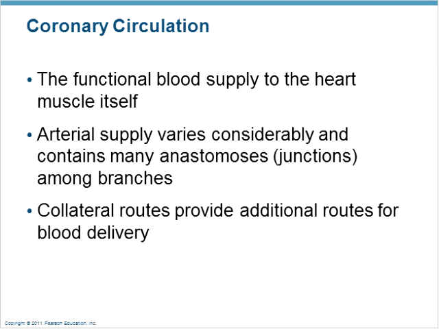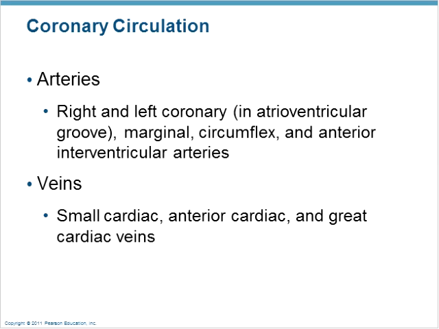The coronary circulation is how the heart supplies blood to itself. And the arterial supply varies considerably and contains many anastomoses or junctions among the various branches. There are also collateral routes that provide additional routes for blood delivery. So if one of the vessels gets blocked, there's a method for the very demanding tissue, very demanding muscle of the cardiac muscle, to get circulation from somewhere else. The arteries include the right and left coronary, and that's located in the atrioventricular groove, the marginal, the circumflex, the anterior interventricular arteries.